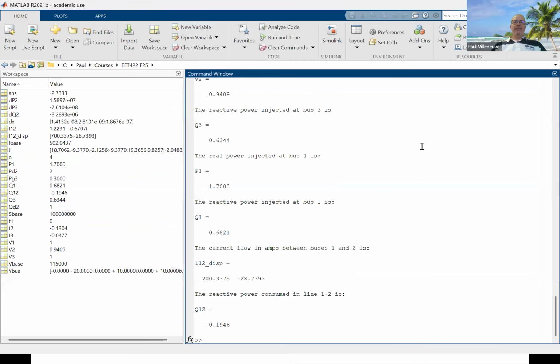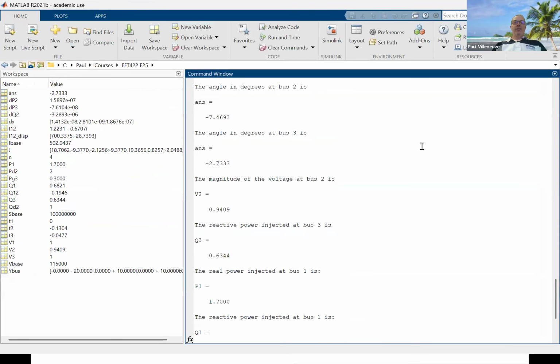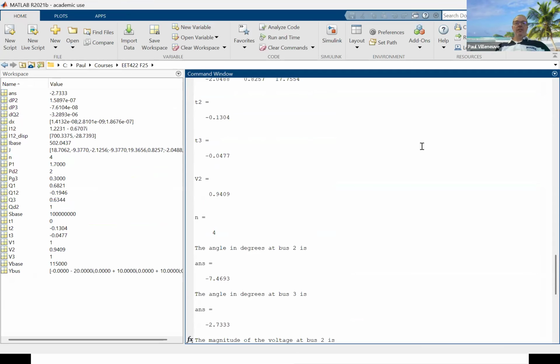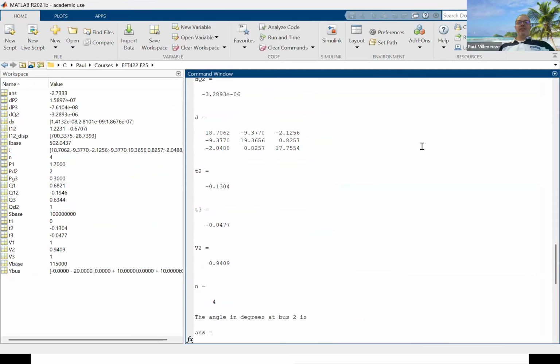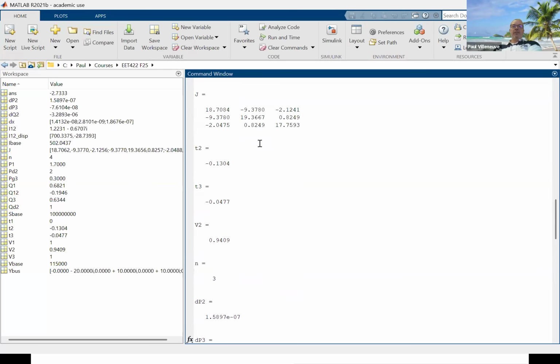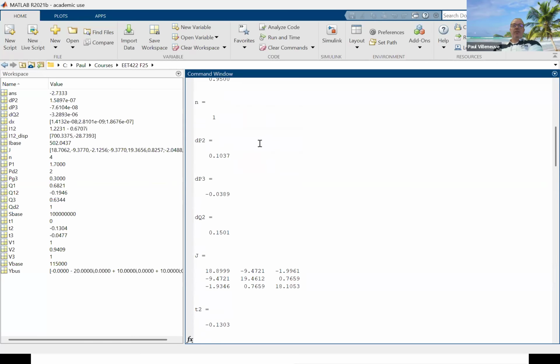And here, it took 4 iterations to get my power balance equations to be pretty low. I calculate the Jacobian. You can even see over here, look at these numbers. The power balance equation was getting really close to 0 after 3 iterations. And then I even displayed my Jacobian. So let me go all the way up and you can see the whole results.